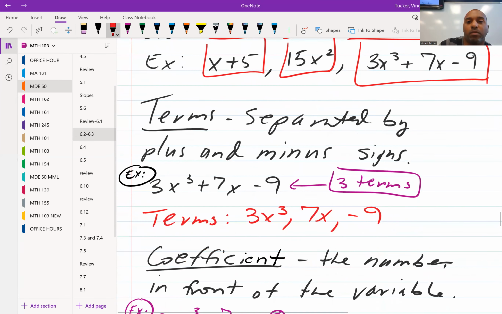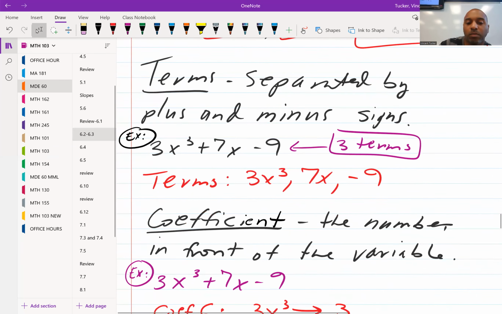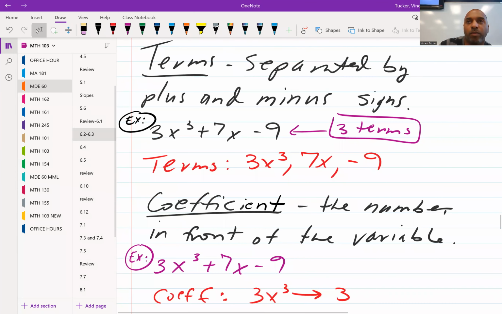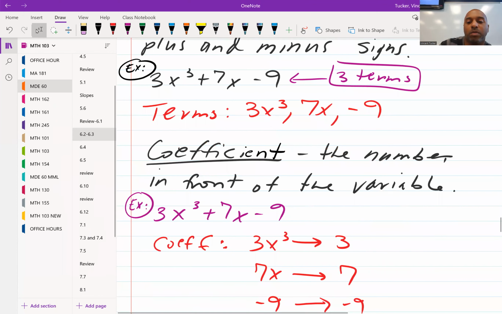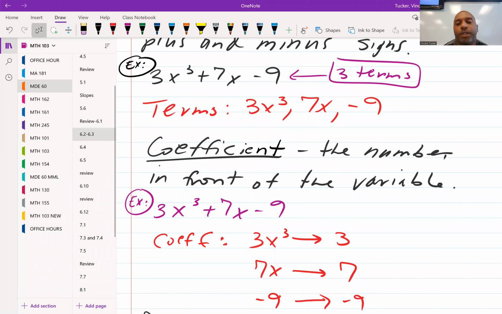Write it down with terms. Let's scroll up some. Then coefficient. That's the number in front of the variable. So going back to that same expression, 3x cubed plus 7x minus 9, for the term 3x cubed, the coefficient would be 3. For 7x, the coefficient is 7. And for -9, the coefficient is just -9.